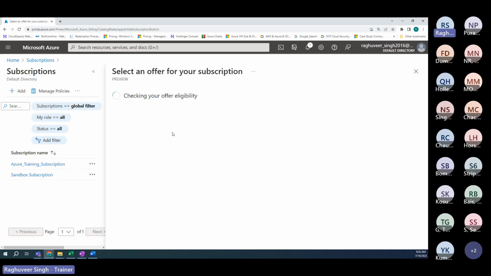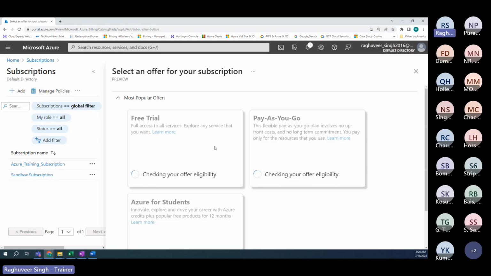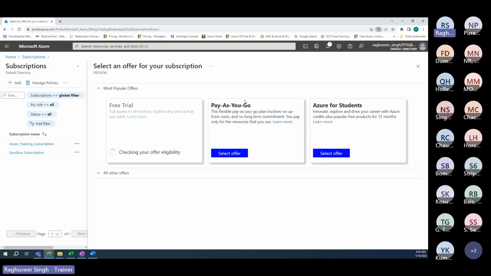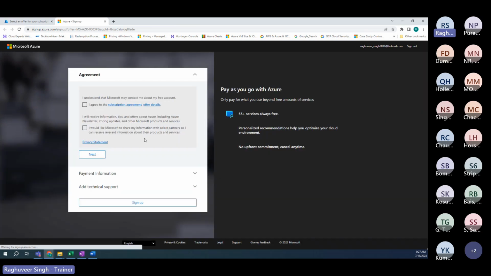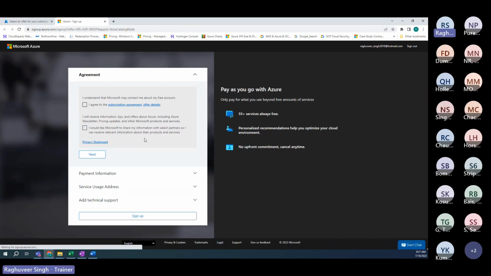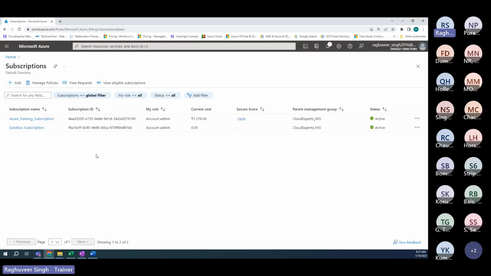So you will first select a subscription type, the association with Microsoft. For example, I'm not eligible for free trial anymore. I can do pay as you go or Azure for students. So I'll select this offer and I will sign up. Here I will need to provide some basic information just to ensure which tenant this subscription will belong to, and which payment method will be used to charge the billing of this subscription. All of this information I'll provide here, payment information, service user, technical address, all of it. And this new subscription will be created, and it will be shown here, attached to a tenant.